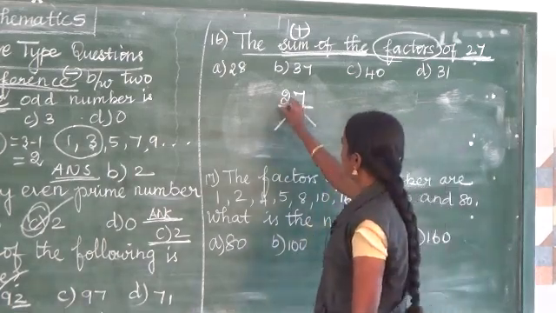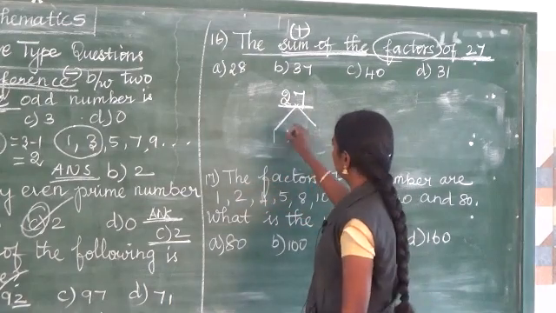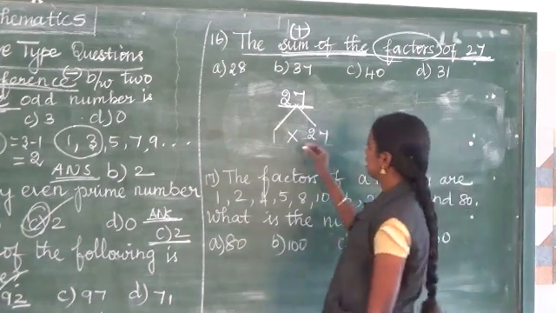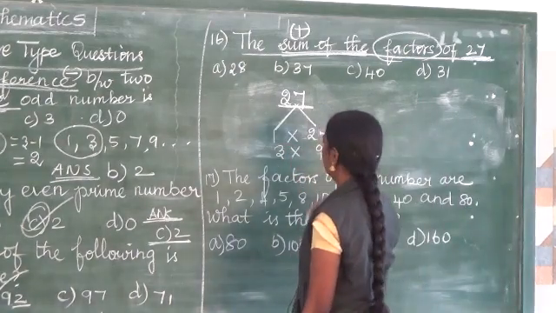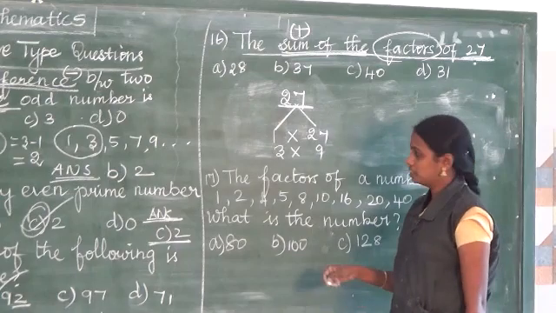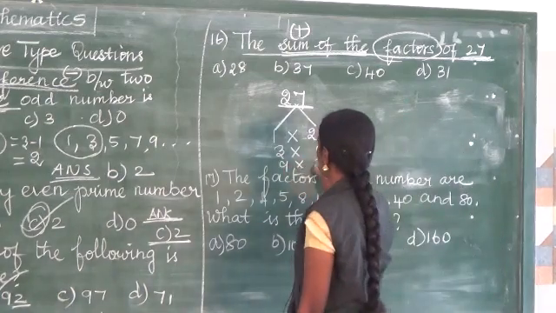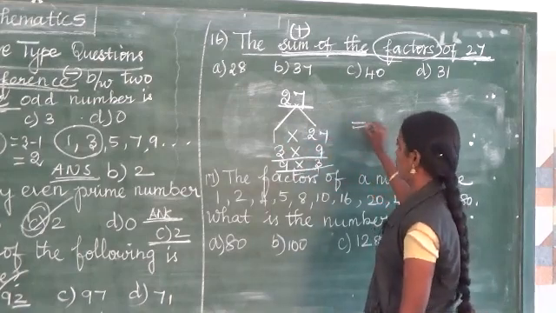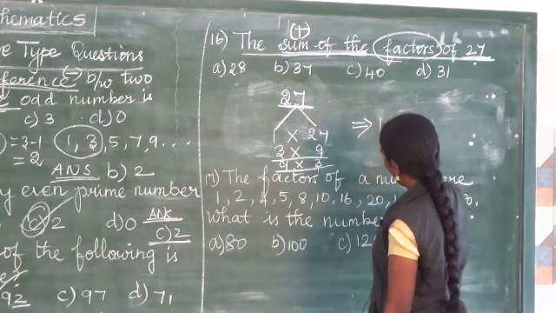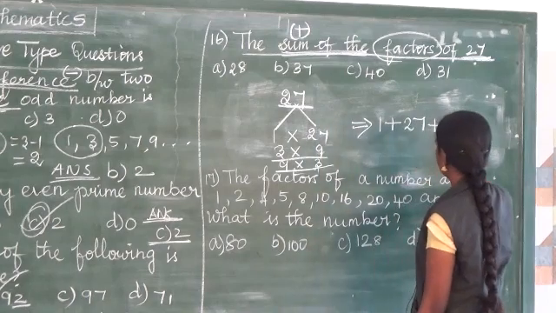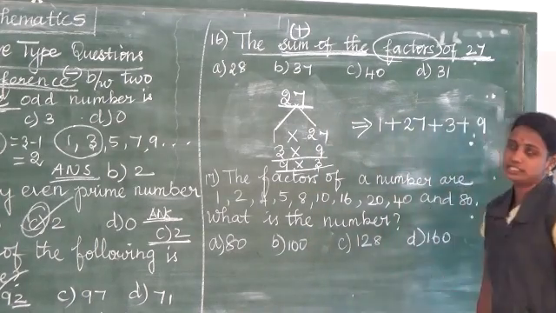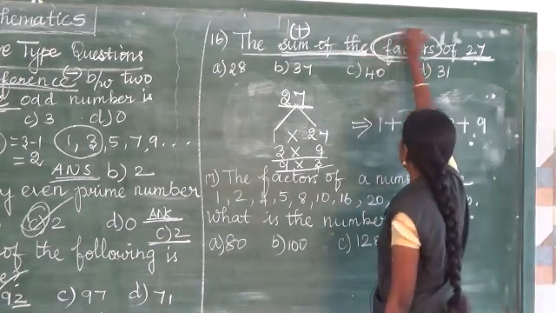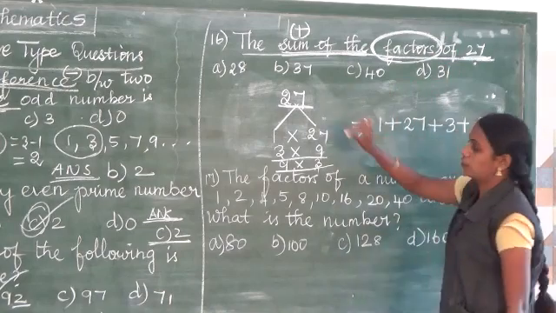Now it will come in the 1 table: 1 into 27. Then we know that it will come in the 3 table: 3 nines are 27, then 9 threes are 27. So these are the factors. It's repetition, so we will follow only once. Now add the numbers: 1 plus 27 plus 3 plus 9. This is the correct method. We don't want to follow the prime factor method. Follow only what is asked, factors.